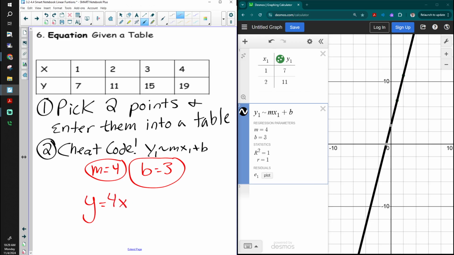4x plus 3. Done. Plugged in our m, plugged in our b. More than halfway done.